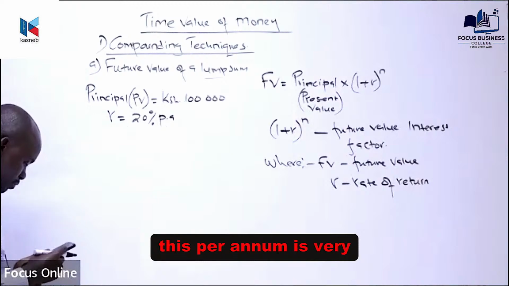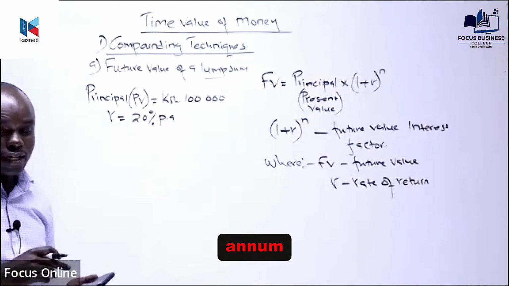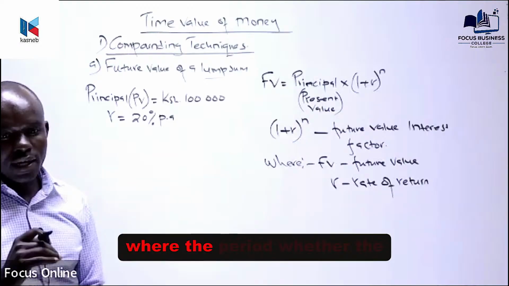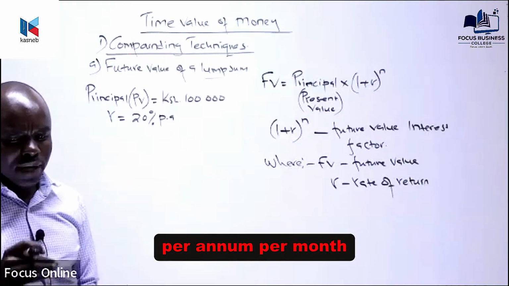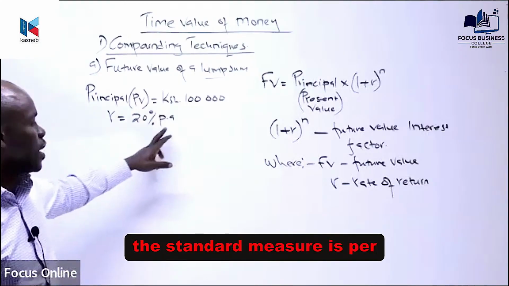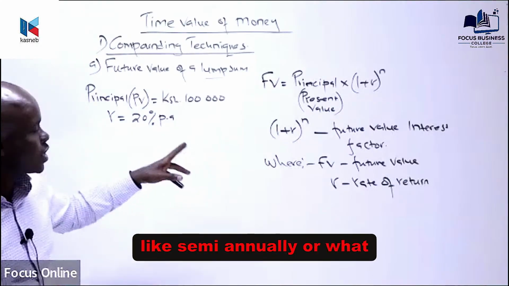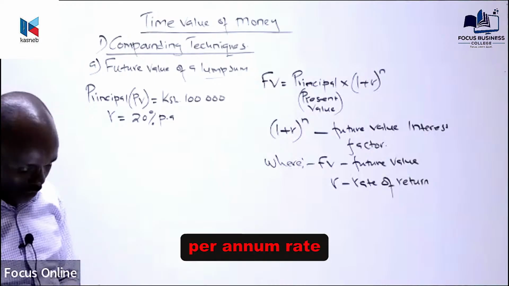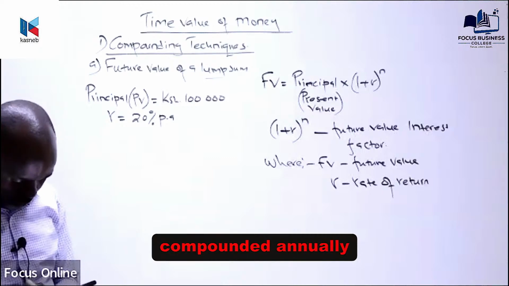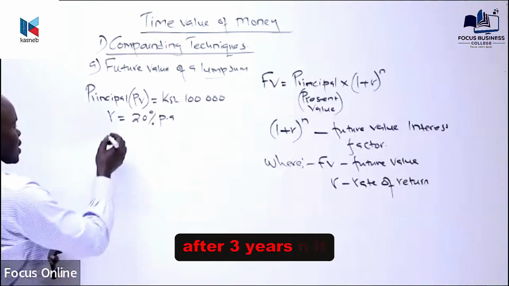This per annum is very important. They have not said per annum, but when you get a rate of return where the period, whether per annum, per month, or semi-annually, is not stated, the standard measure is per annum. So unless it is specified like semi-annually, you should take it as a per annum rate. So it is 20% per annum, compounded annually. Determine the future value of the investment after 3 years.